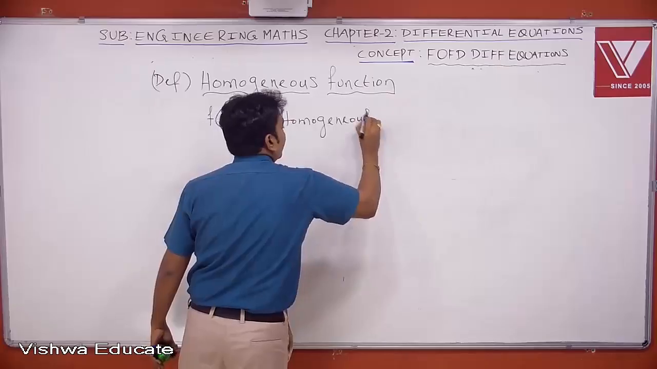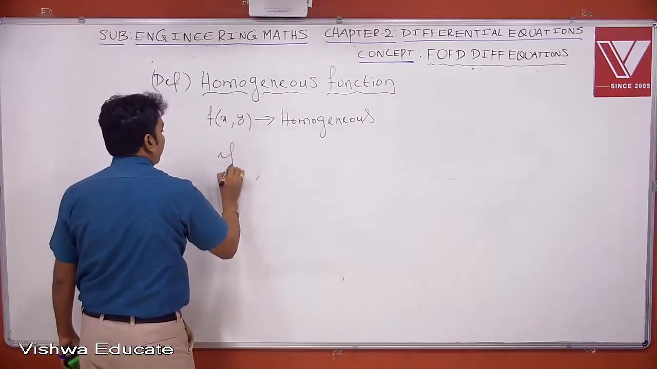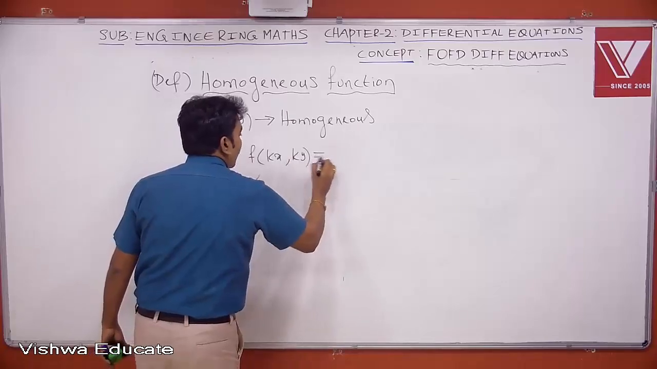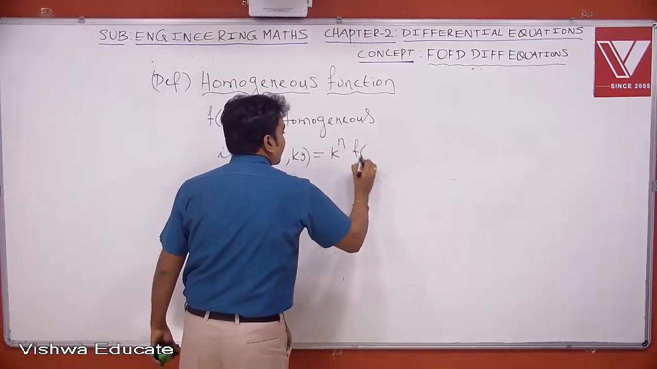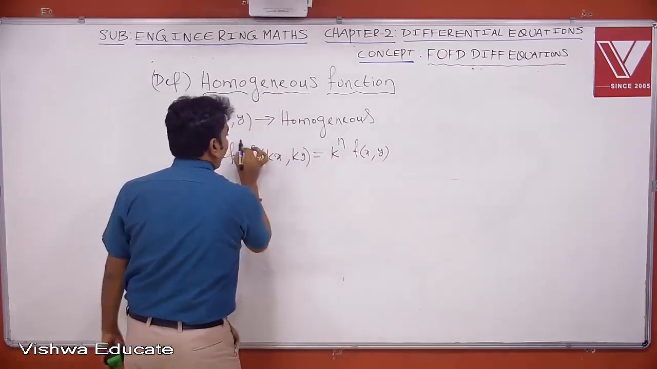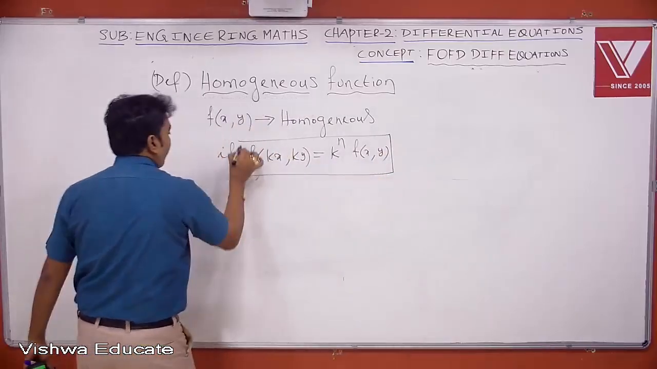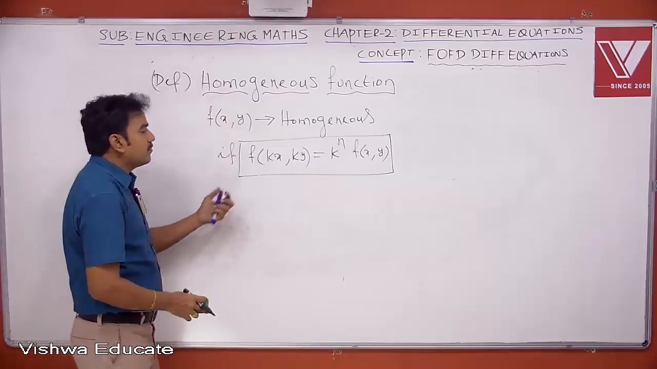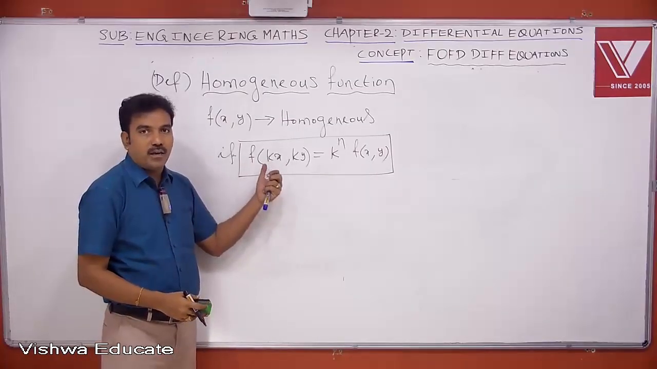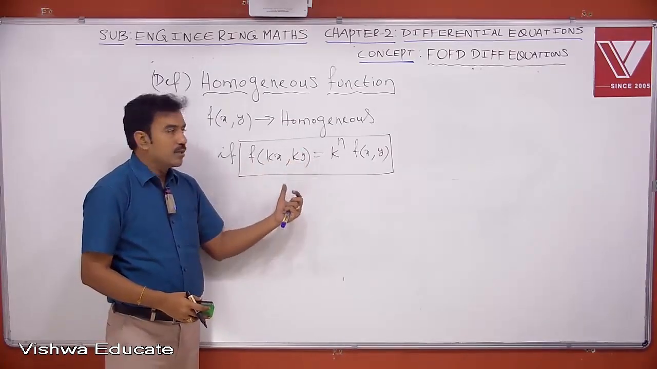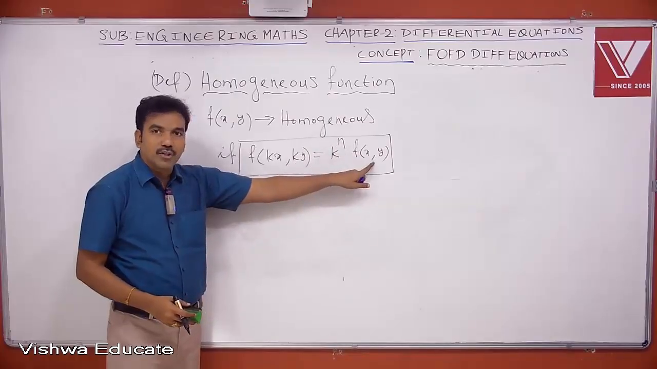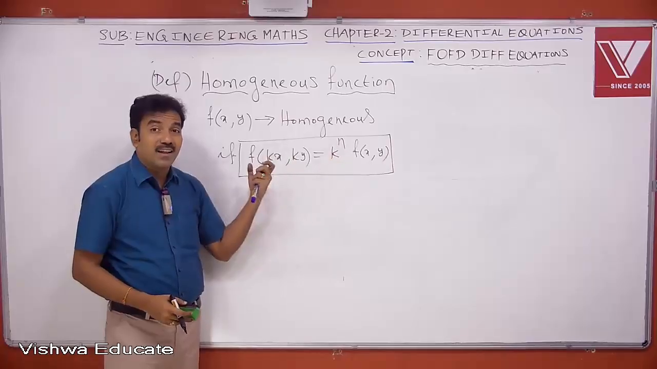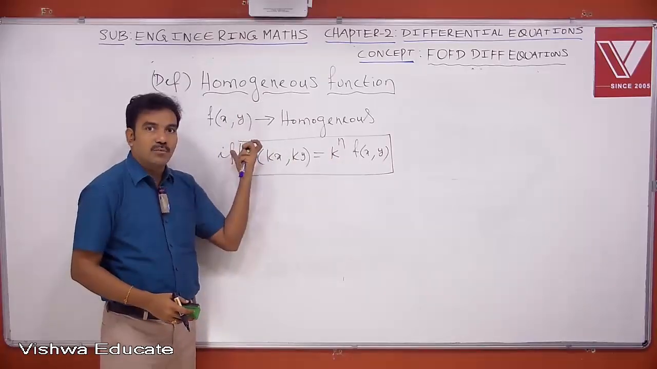if f of kx comma ky equals k power n into f of x comma y. So whenever this happens, k is some general constant. Replace x by kx, y by ky. You must get k power n into the original function f of x comma y. Now here n is also some constant, and that n is called the degree of this homogeneous function.